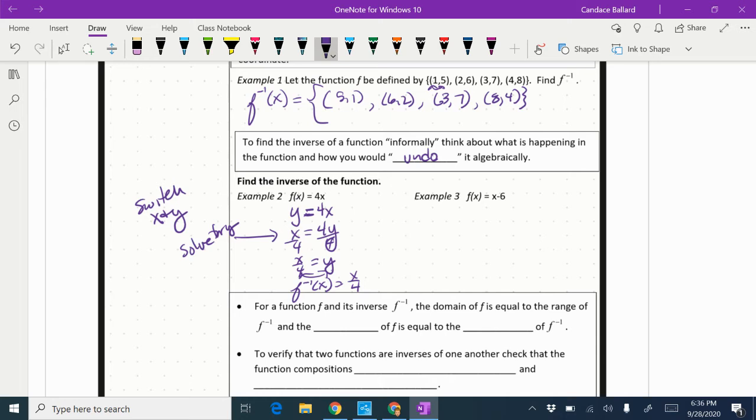All right, we're going to do the same thing in example 3. I'm going to turn my f of x into y. Then I'm going to switch the x and the y because that's what it means to be an inverse. And then I am going to add 6 to both sides. So we get x plus 6 equals y. And then if it starts in function notation, we end in function notation. So it should be f inverse of x equals x plus 6.